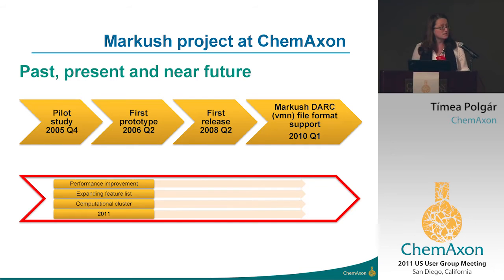So the project started in 2005, and the first prototype was released in half a year. The first real release, I think, was 3 years later, and we started the cooperation with Thomson Reuters in 2010. And today, what the Markush team is working on is the performance improvement. They are expanding the feature list, and they are also working on computer cluster support.